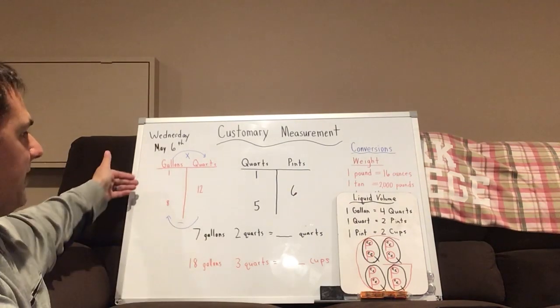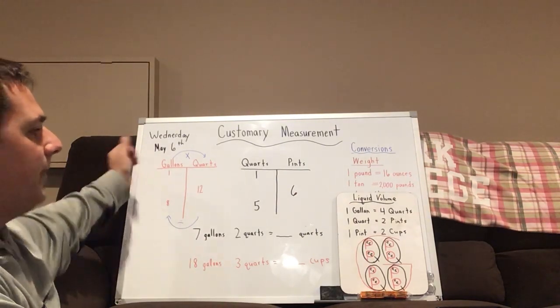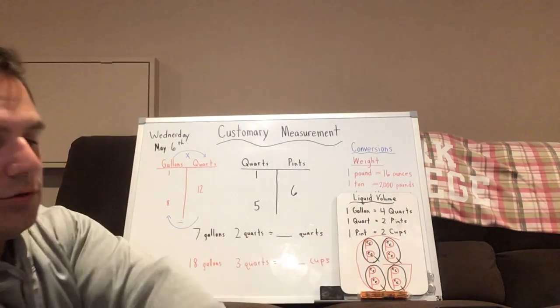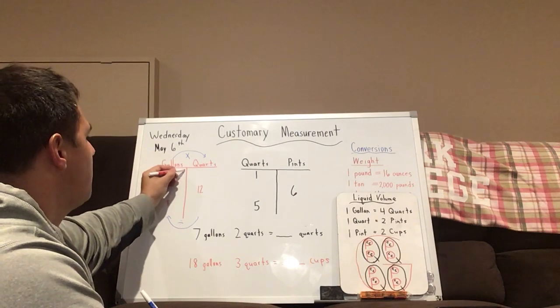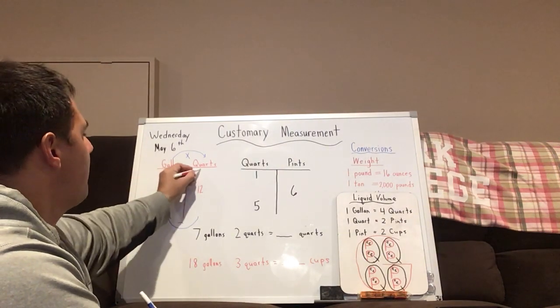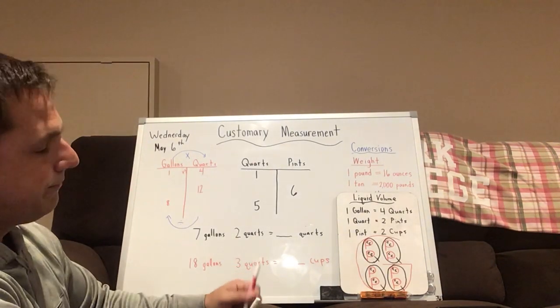So you can see on my chart today, my first one is I have 1 gallon. And if I remember, I know that 1 gallon is equal to 4 quarts. So right away, I know that this is going to be just times 4. And 1 times 4 equals 4.